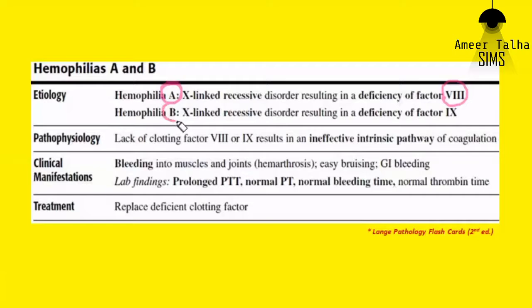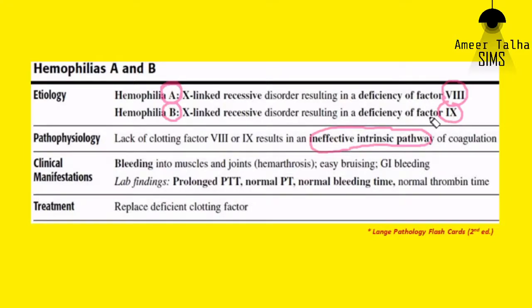And in hemophilia B, which is also known as Christmas disease, clotting factor 9 is deficient. So both clotting factor 8 and 9, these are the clotting factors of which pathway? Yes, the intrinsic pathway. So remember this thing: in all types of hemophilia, whether A or B, it is the intrinsic pathway which is abnormal or ineffective.